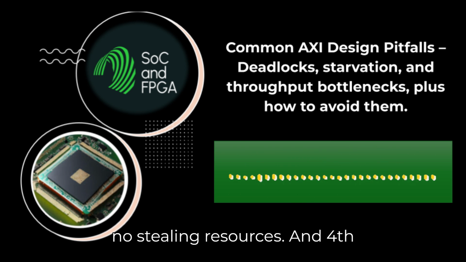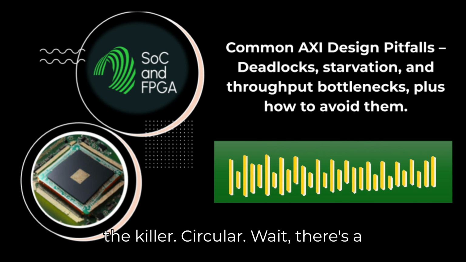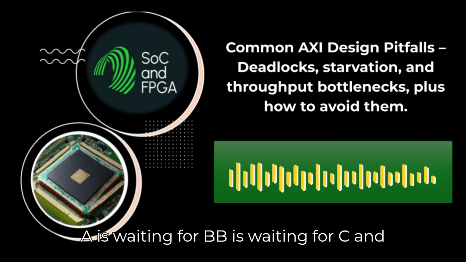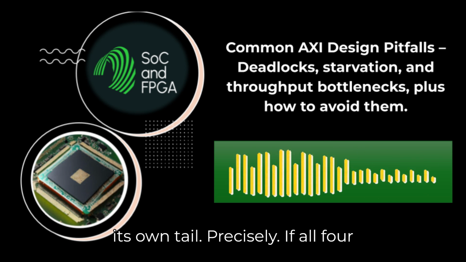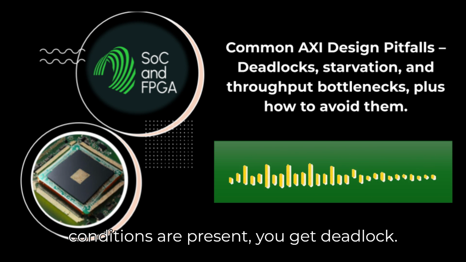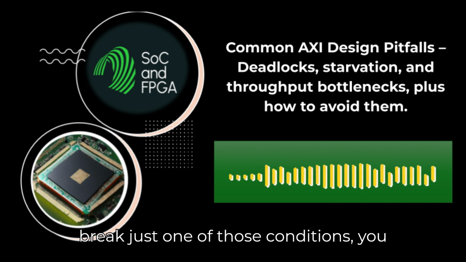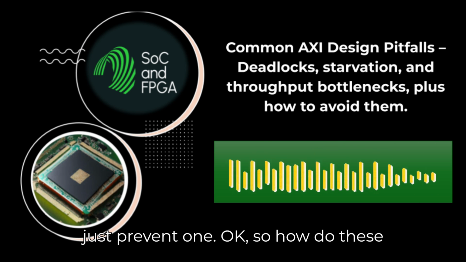Okay, no stealing resources. And fourth, the killer. There's a circular chain of processes where process A is waiting for B, B is waiting for C, and C is waiting back for A. The snake eats its own tail. Precisely. If all 4 conditions are present, you get deadlock. So the interesting thing is, if you can break just one of those conditions, you prevent the deadlock entirely. That's the key. You don't need to solve all 4, just prevent one.